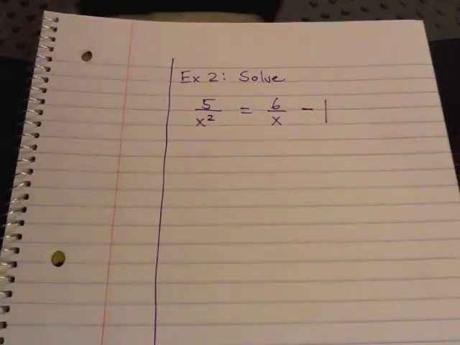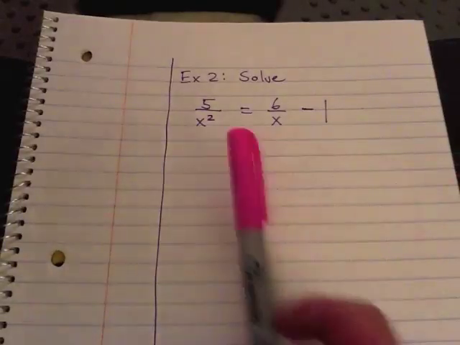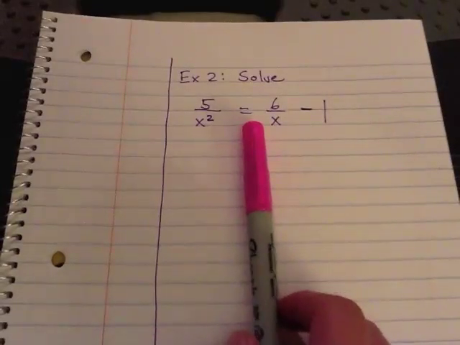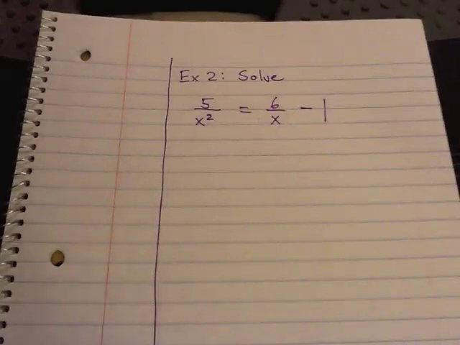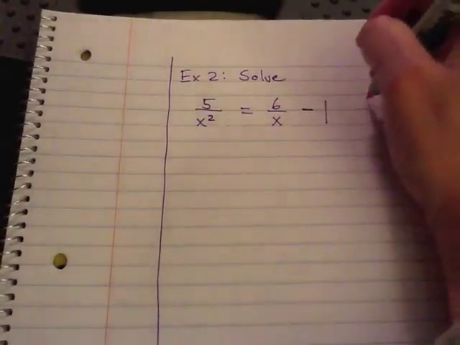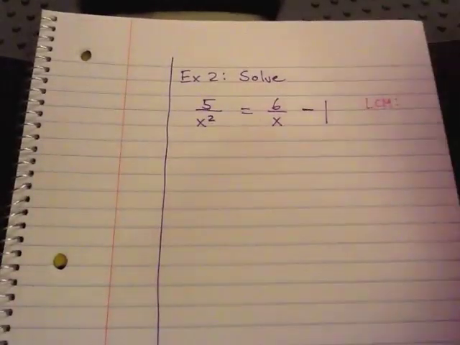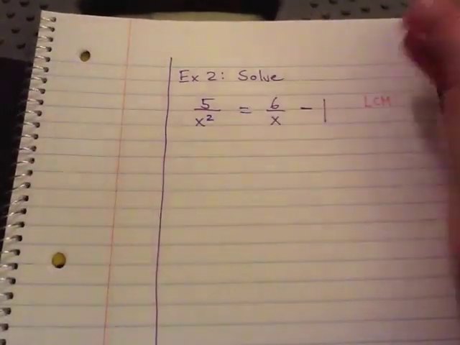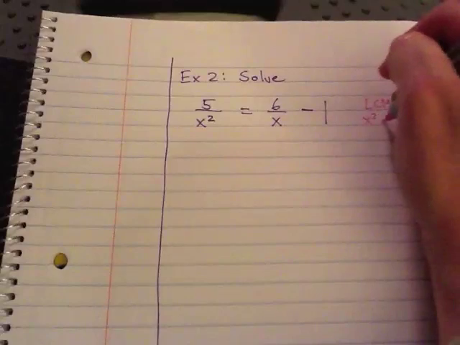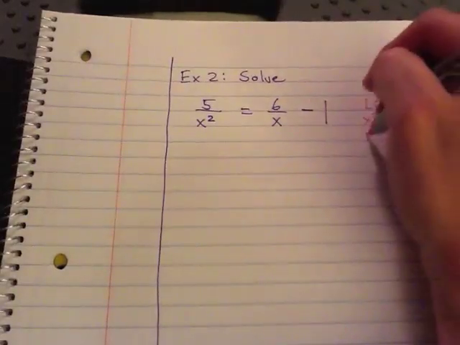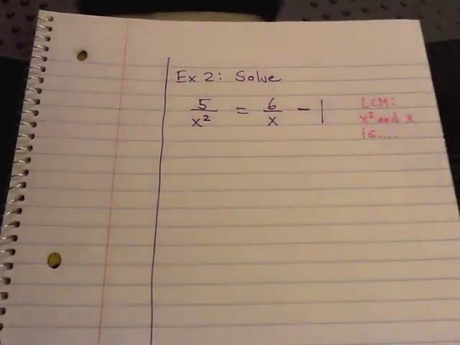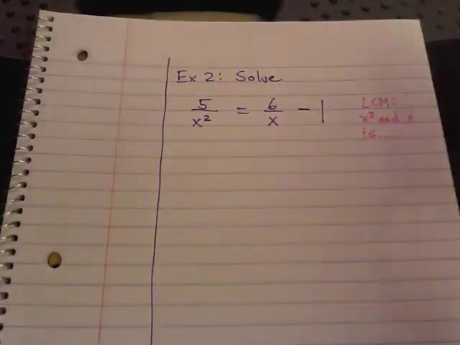So again, the first thing you want to do is recognize that it's asking you to solve, not simplify. Because it's asking me to solve and I've got fractions, I'm going to use a fraction buster. So my LCM, I'm just looking at all denominators. So of x squared and x is, hopefully most of you figured out that it's x squared.